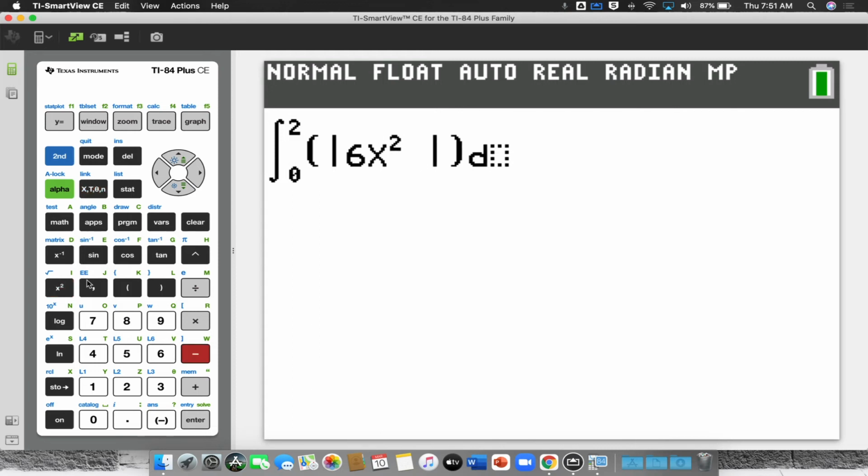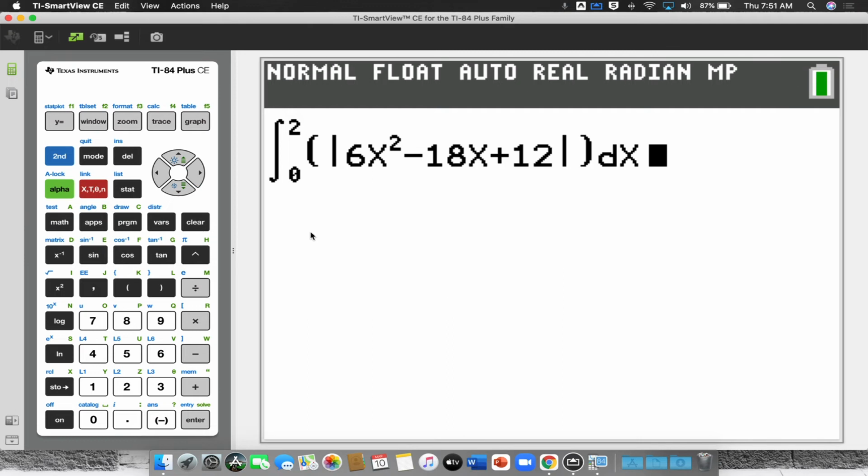Then we have minus 18x, or variable. And then we have plus 12. That's our function, and then it's dx, because we want to use whatever variable we're using for the independent; we want to also put it out there. We want to make it look like our paper. Once we do that, except for the variable, you're going to hit enter, and it'll also give you your answer. Positive 6.